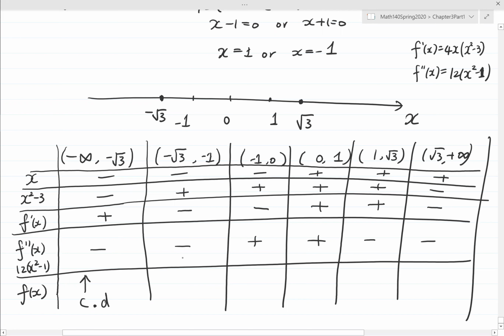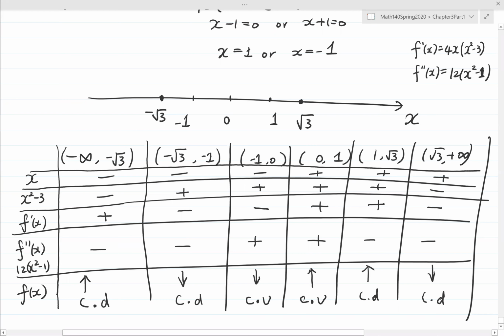Okay, so the interval negative root 3 to negative 1. The first derivative is negative, so it's decreasing. Now the second derivative is negative, so it's concave down. Now negative 1 to 0. The first derivative is negative, so it's decreasing. Now concavity: the second derivative is positive, so it's concave up, okay? So it's increasing, increasing, decreasing.